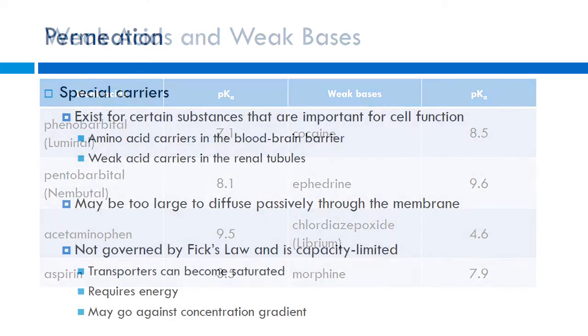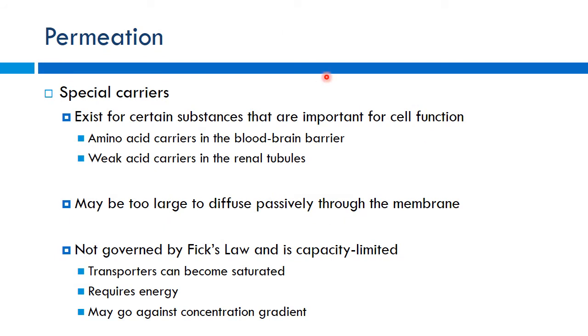Other things that can help us to absorb drugs, we mentioned special carriers. You can have special substances that will be carried by these transporters. For instance, certain transporters will carry amino acids. Specifically to get amino acids across the blood-brain barrier, you're going to have special transporters that can move those over. In the renal tubules, you're going to find ones that are specifically meant for weak acids. They're important for regulating how well drugs get secreted or reabsorbed from the renal tubule, which is important for elimination. These are usually for molecules that are too large to diffuse passively through the membrane. Some molecules are just so big they're never going to get across that membrane on their own. They need those transporters to move them across.